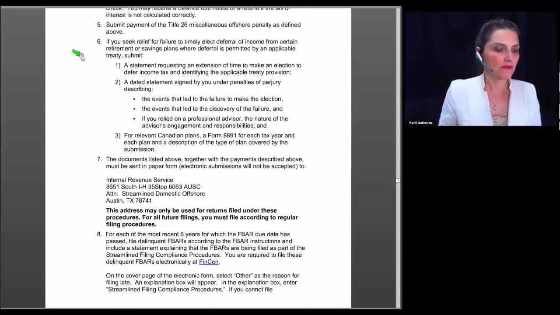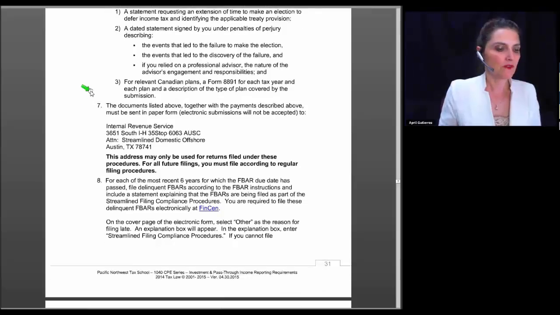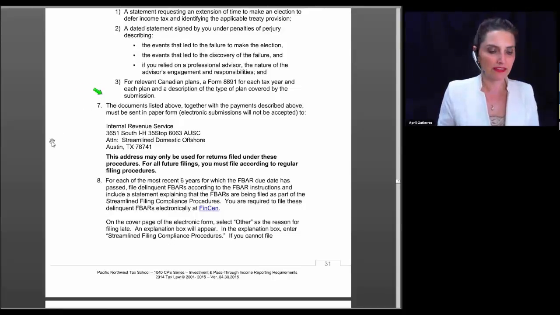And if you seek relief for failure to timely elect deferral of income from certain retirement or savings plan where deferral is permitted by an applicable treaty, submit a statement requesting an extension of time to make an election to defer income tax and identifying the applicable treaty position. A dated statement signed by you under penalties of perjury describing the events that led to the failure to make the election, the events that led to the discovery of the failure, and if you relied on a professional advisor, the nature of the advisor's engagement and responsibilities, and for relevant Canadian plans, a Form 8891 for each tax year and each plan and a description of the type of plan covered by the submission.